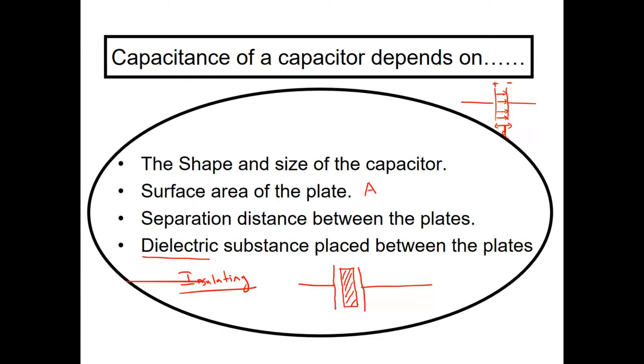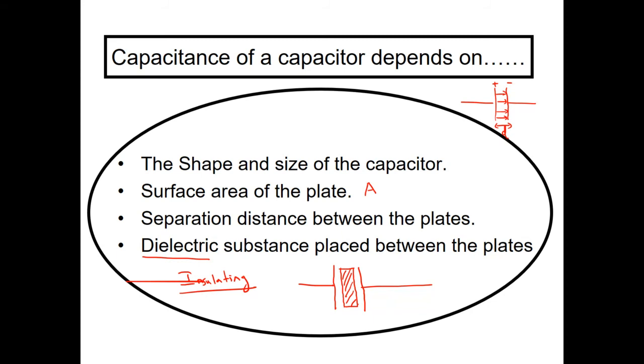So, four points: shape and size depend on the charge storage. Surface area also depends on the charge storage. And the distance between the two plates is very, very important. Shorter the distance, charge quantity will be more. Greater the distance, charge quantity will be less. And finally, when you place any dielectric insulating material between these two plates, it will increase the efficiency of the charge storage. So the capacitor depends on these four parameters. If you maintain these four parameters properly, you can store more charge. Clear?